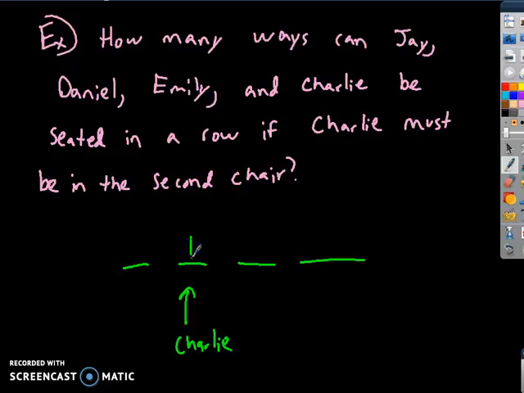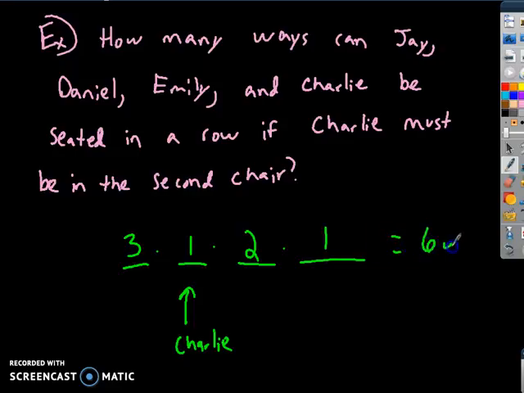Only one option for that second chair. So if that's true, how many people do we have left to choose from for the first chair? Well, Charlie's already seated, so you still have Jay, Daniel, and Emily left to choose from. So you have 3 choices for the first chair. After that person sits down, you have 2 choices for the third chair, and it leaves you with 1 choice for the last chair. So the answer would be 3 times 1 times 2 times 1.